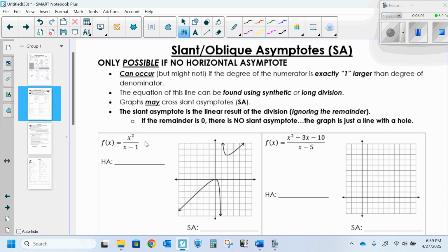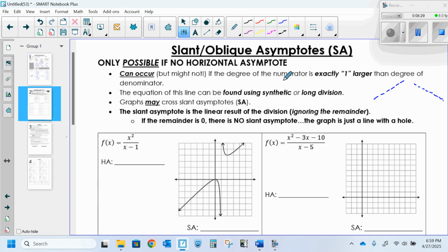Slant asymptotes. Okay, so a slant asymptote, think of this as a diagonal. It's going to be a line, and it's going to go like that or like that. It's either going to go up or it's going to go down. Positive slope, negative slope. This can only occur when it is top heavy, but it also has to be exactly 1 bigger. So if you had x to the 4th over x squared, it can't have a slant.